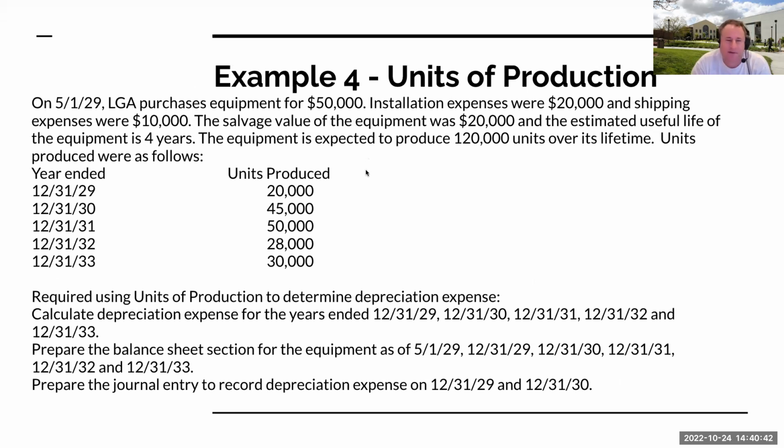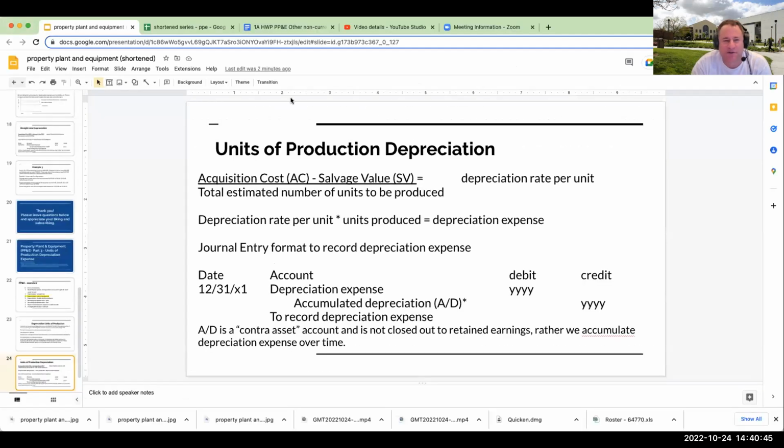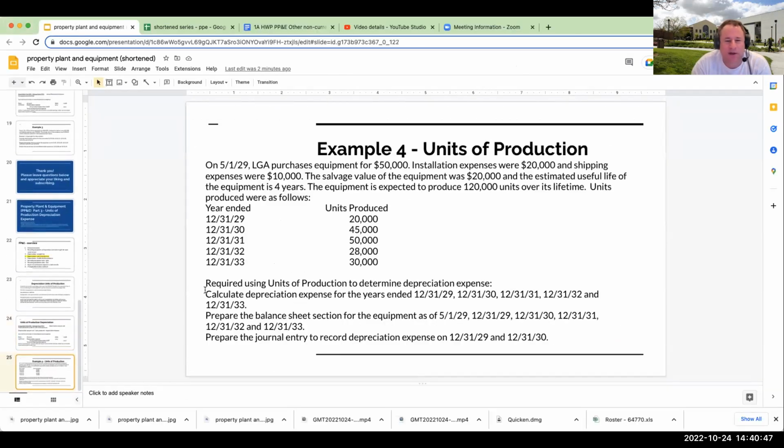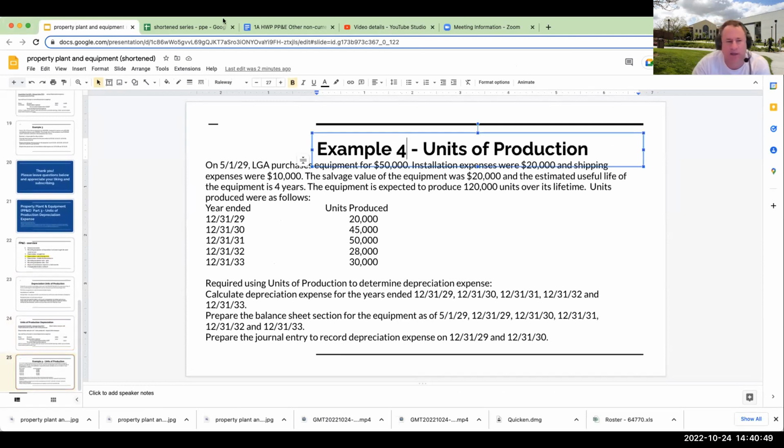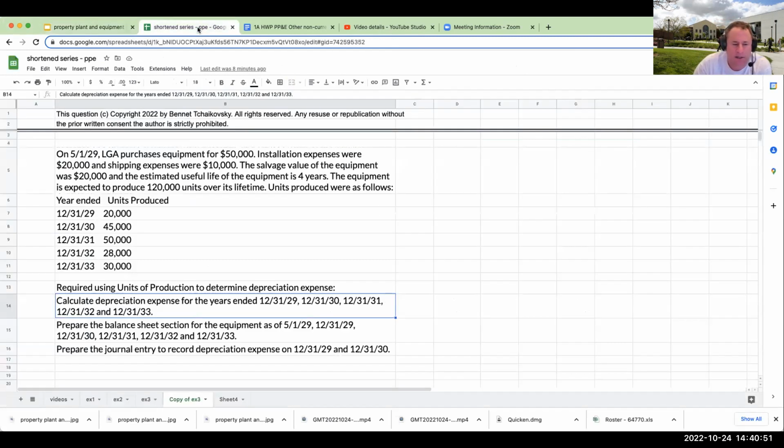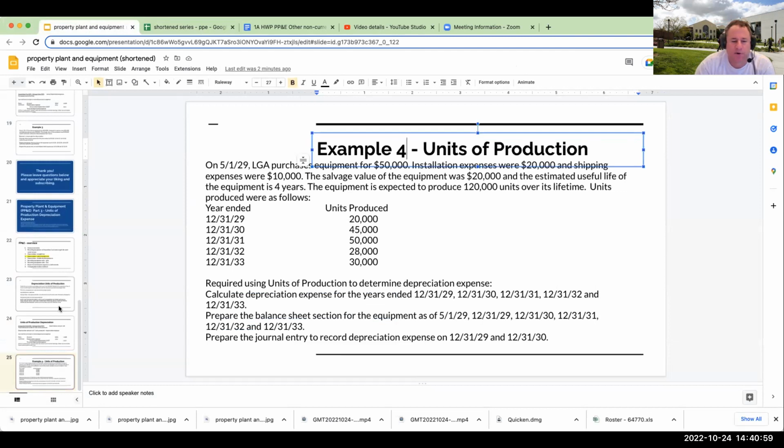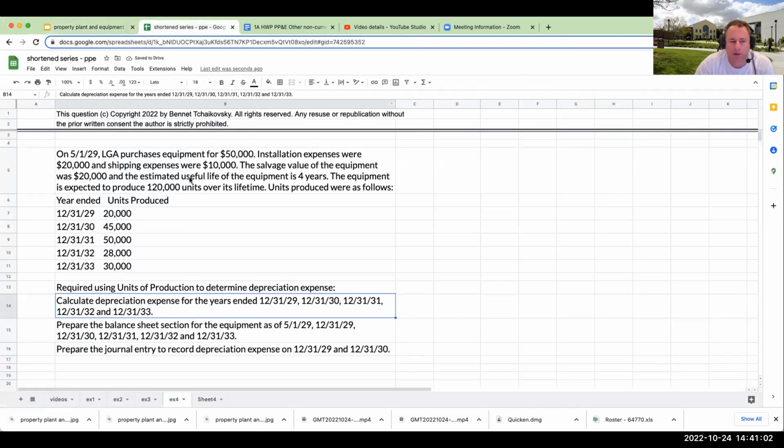To correct myself on the fly here, that's what's always wonderful about going through and doing these. I believe we're now on example, no, this is example 4. So cool. Okay, so this is example 4. Let's go ahead and take a look.